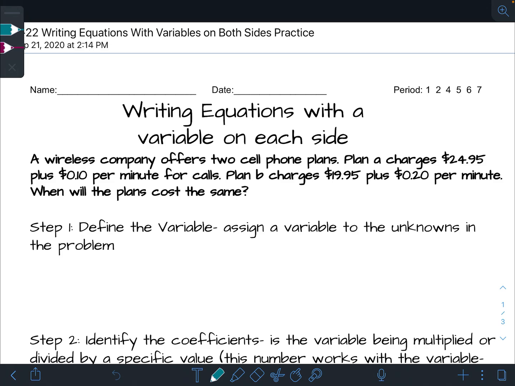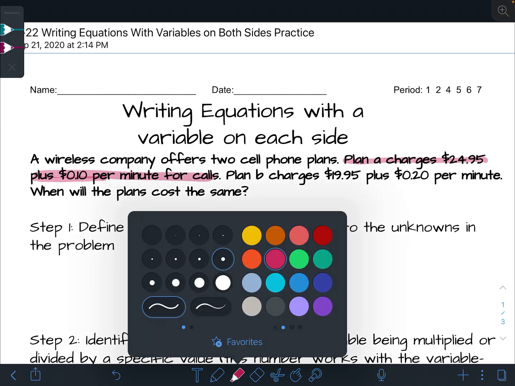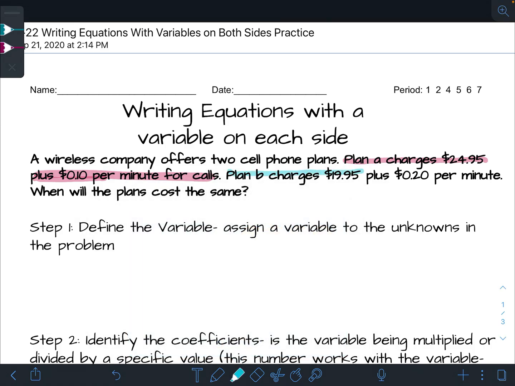So we have this problem talking about a wireless company offering 2 cell phone plans. Plan A charges $24.95 plus 10 cents per minute. So I'm just going to highlight that because I know then that this is plan A. It charges $24.95, then 10 cents per minute for calls. Then plan B charges $19.95 plus 20 cents per minute. So I have 2 plans that are offering a different thing. And I want to know when the plans will cost the same.